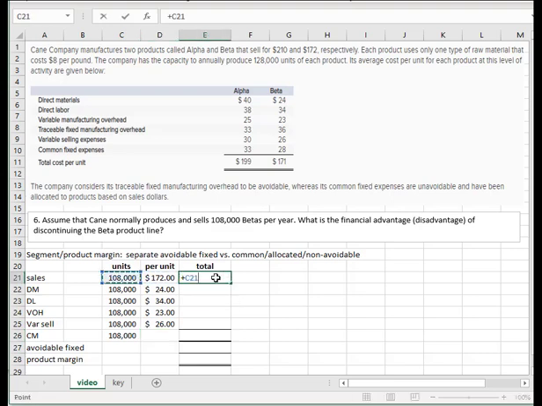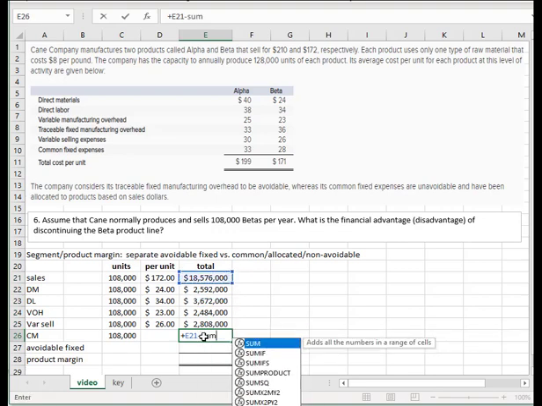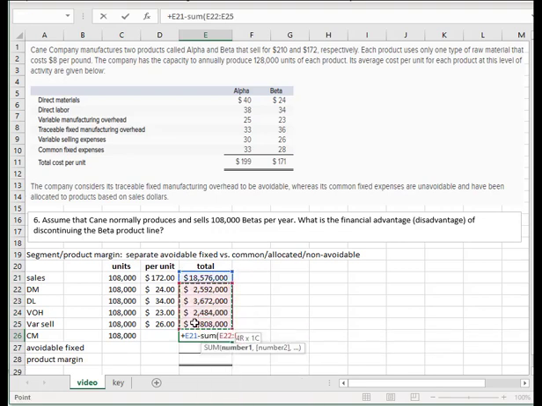So we'll let Excel do the math. So what's the total for? We lose that in sales and we lose these variable costs. And contribution margin is sales minus all those variable costs there. All of them. All right, so that's the contribution margin that product line is earning right now.